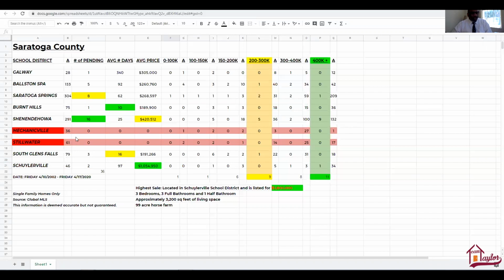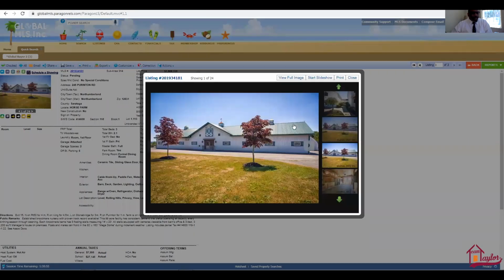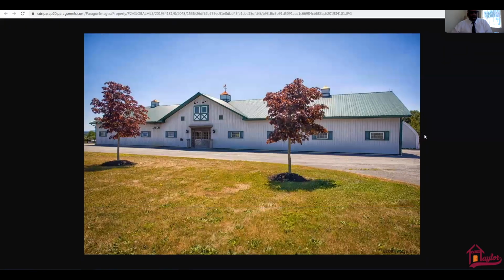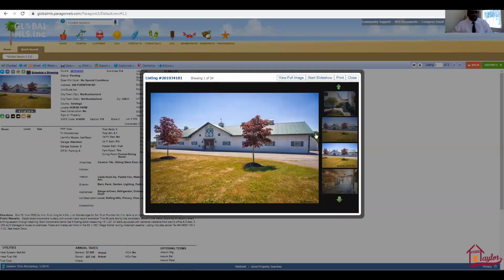Also in Saratoga County, to talk about contrast, no sales in Mechanicville and Stillwater. Schuylerville had a $1.8 million sale this past week. So that is pretty cool. Let's look at what $1.8 million gets you in Schuylerville. And what we notice right here is we have a farm. That makes sense, if we are going to have a sale like that, that it would be a farm. But let's look at some of these pictures here.